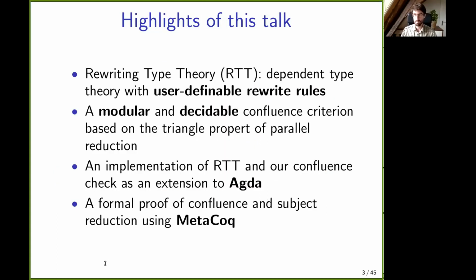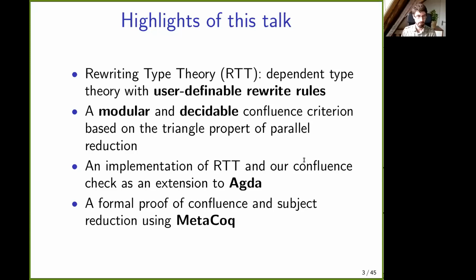Right. So what am I talking about today, actually? Let me quickly give you the highlights of this talk. We'll be talking about a version of dependent type theory that we call rewriting type theory, which is dependent type theory extended with user definable rewrite rules. I'll talk a bit about why that is something you would want to have. And then I'll also talk about this Confluence criterion that we designed and implemented, which has two important properties, namely that it's modular and it's decidable. And it's based on a certain, quite well-known property called the triangle property of parallel reduction.